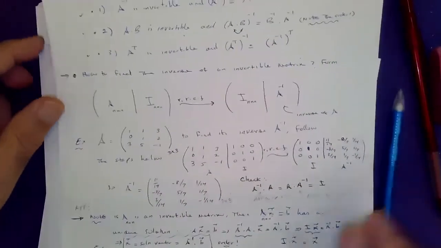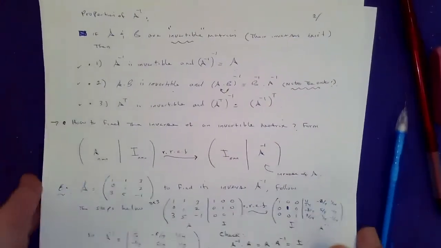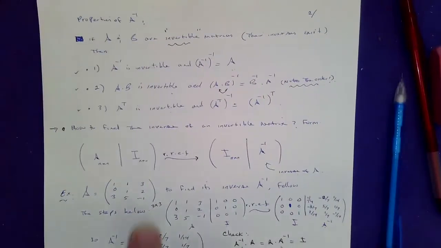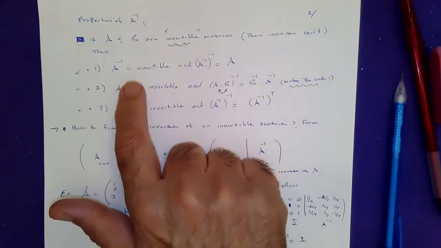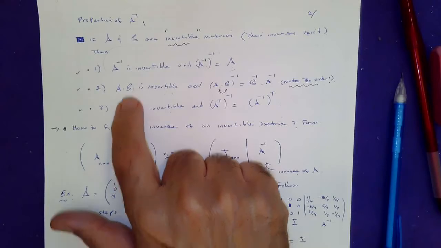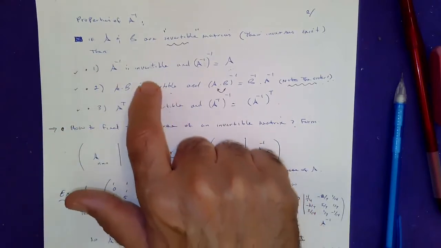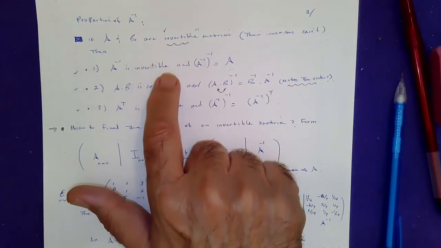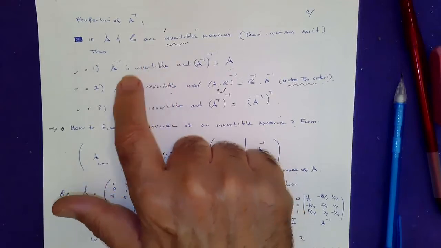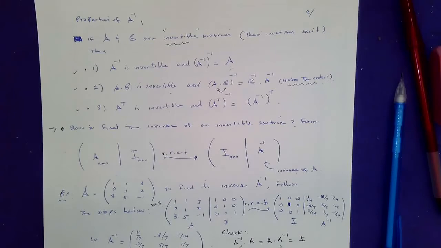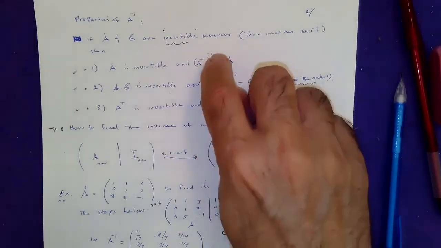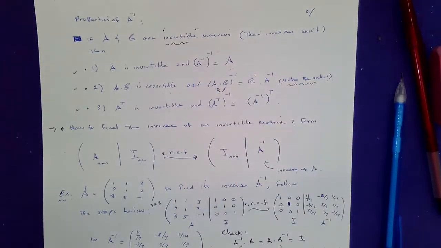All right, some properties of inverse matrices. If you do have an inverse of a square matrix, then these three observations are important to make a note of. So if A is invertible, that means A inverse exists. Okay, so if A is invertible, then guess what? Then the inverse of A inverse is A.